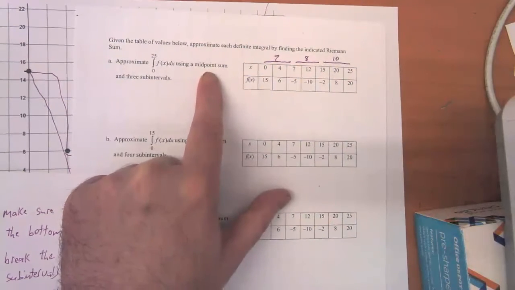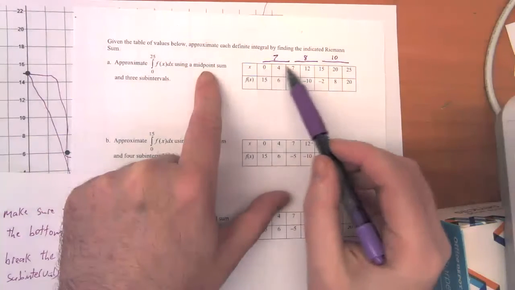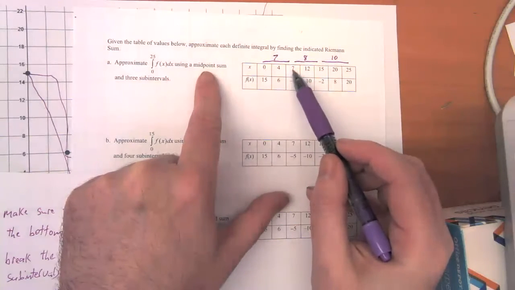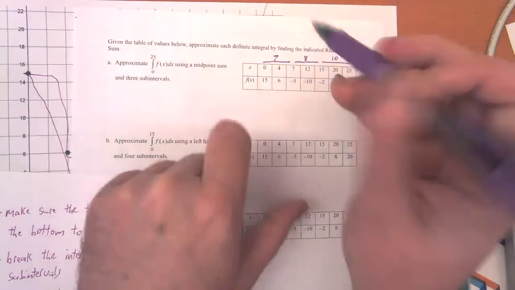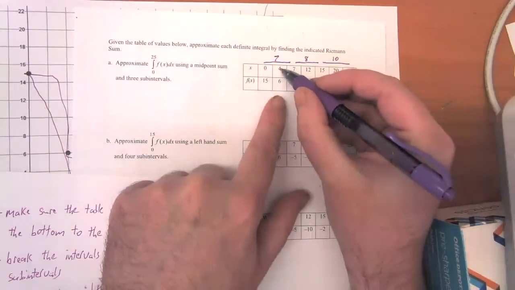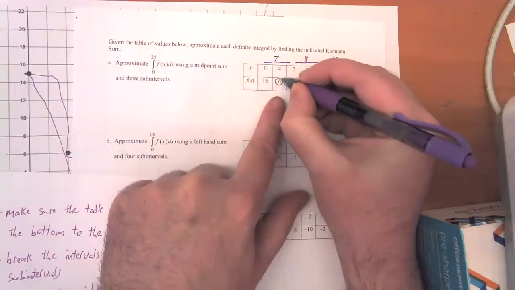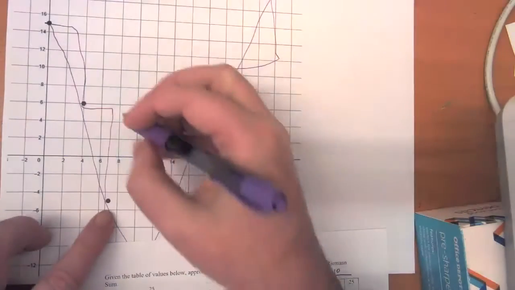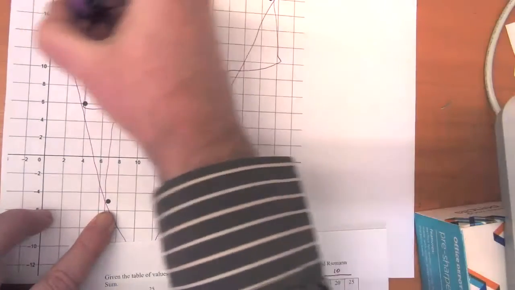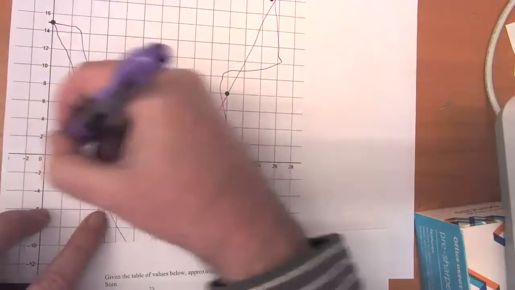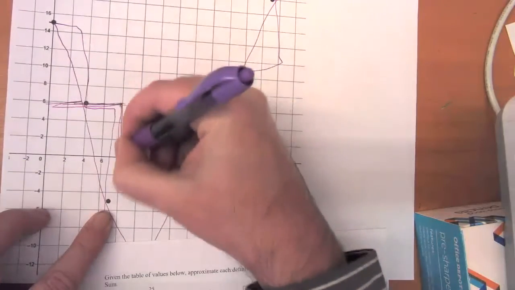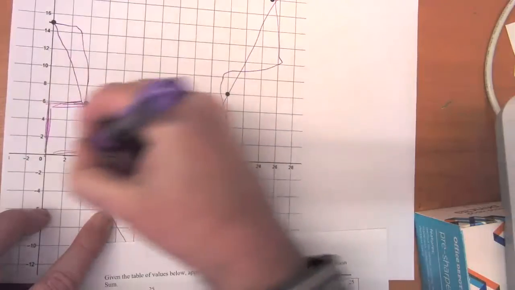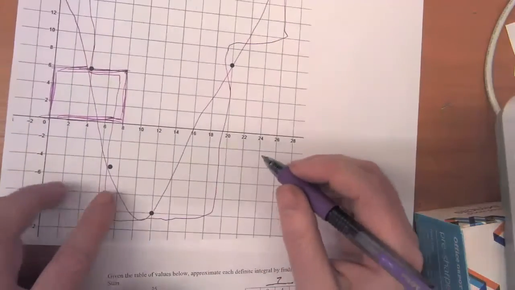So this is going to be a midpoint sum. Halfway between 0 and 7 is 3.5, but we don't know what f of 3.5 is. So what we're going to do is take the closest thing we have, which is the value in the middle, the 6. So our first rectangle is going to go from 0 to 7, but it's going to have a height of our middle value. If we were to graph it out, this would be our first estimate.